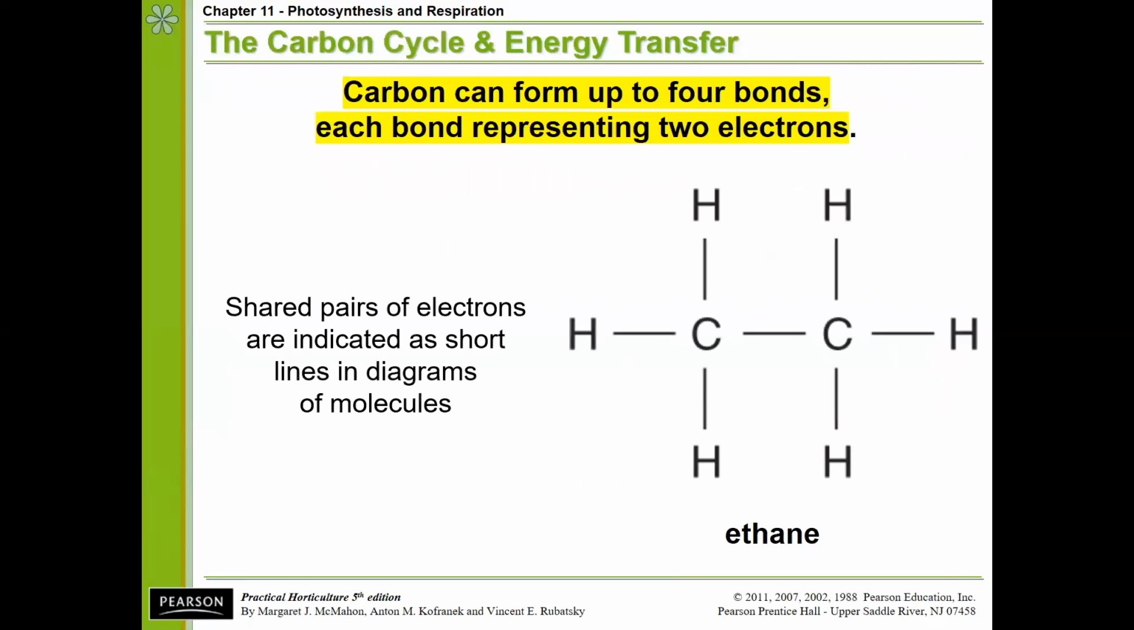So the carbon cycle, of course, is based on carbon. And carbon is a very important element in its structure and the way that it can share bonds. Carbon can form up to 4 bonds. That would be with the most simple element, hydrogen. And each bond represents 2 electrons being shared between carbon and hydrogen, creating that bond. And we see these shared electrons as a short line connecting in a kind of chemistry notation.